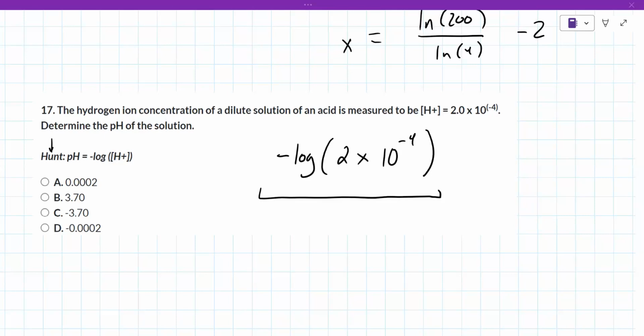So it would be... Hold on, I forgot the negative. There we go, fixed it. So the answer would be B. And you may recall that in chemistry, pHs go from 1 to 14, or I guess they even go to 0.